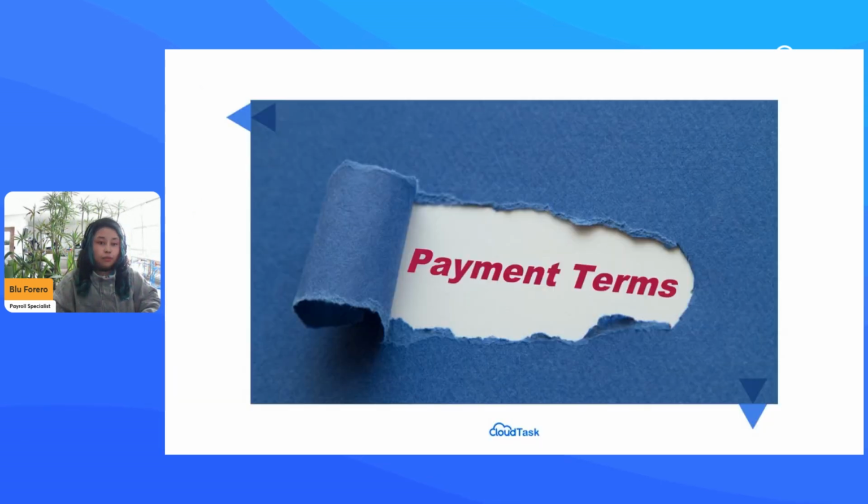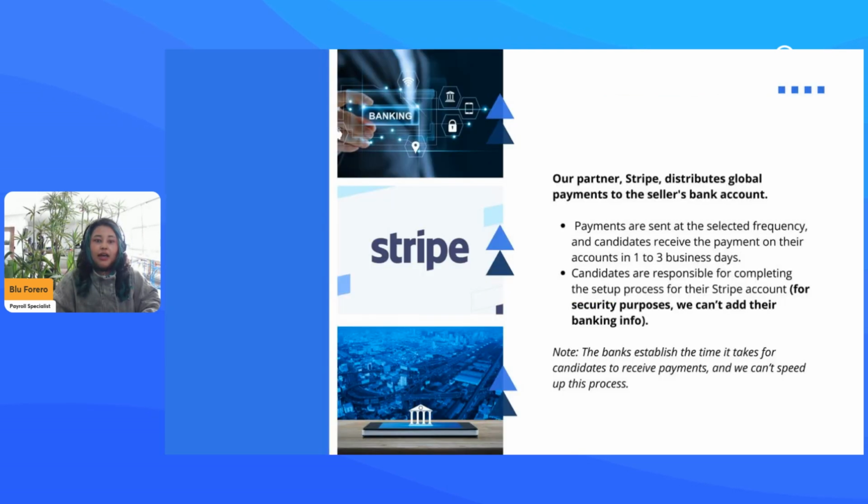The next thing, and one of the most important, is payment terms, right? This means how this is going to work. Through which platform are you going to get paid? Here is where our partner called Stripe helps us distribute global payments to all of your accounts, right? They have the list of specific countries they can send money to.